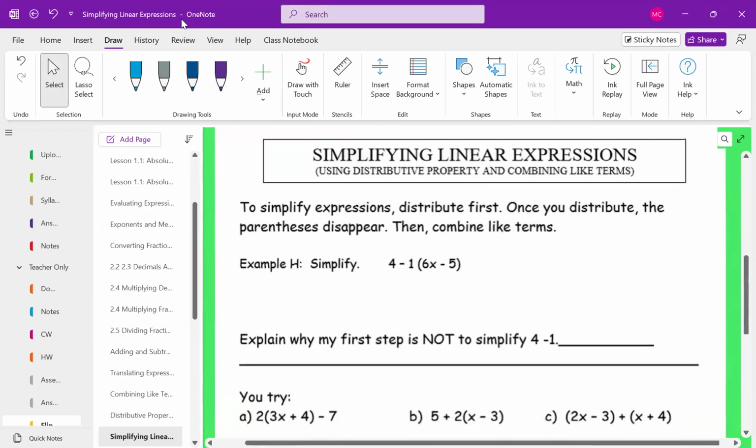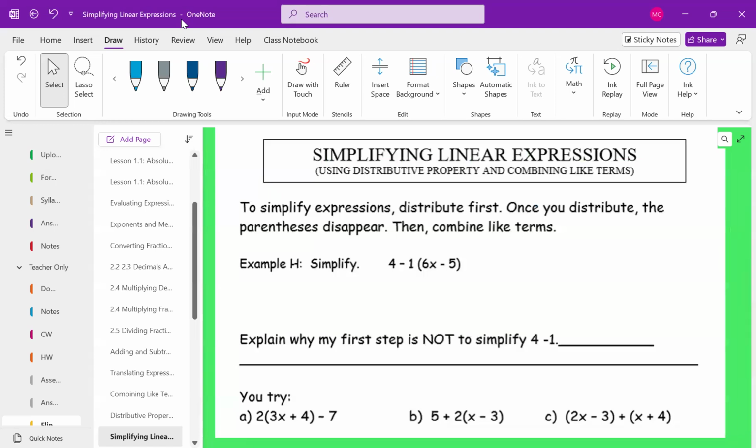All right. So let's work on simplifying linear expressions. Now, in order to simplify linear expressions, we need to have knowledge of 2 other concepts, combining like terms and distributive property. We've already learned these 2 topics, so if you have that strong knowledge, you'll be ready to simplify linear expressions. So to simplify linear expressions, we're going to always distribute first. Once we distribute, the parentheses will disappear, and then we can combine like terms.